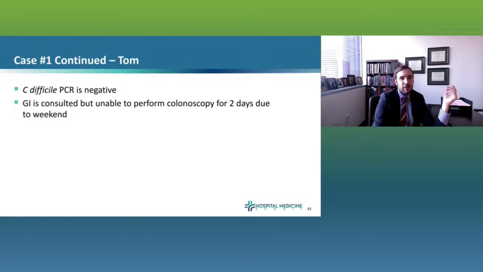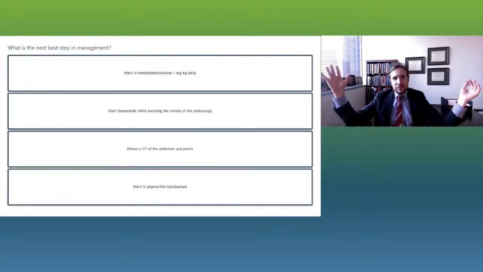There's more to Tom. C. diff PCR is negative, GI consulted, but they can't perform the scope for 2 days because it's the weekend. We get scopes on the weekend here, but anyway, now what do we do?